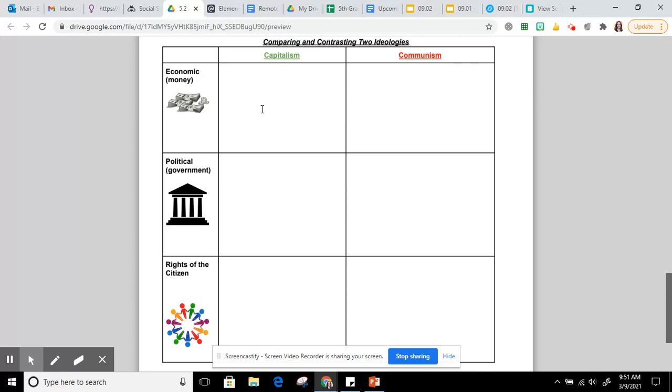All right, so here you're just comparing and contrasting the two different ideologies and looking at specifically the similarities and differences of the two when it comes to the economy, which is the money, political aspects, which is the government, and the rights of the citizens, human rights.